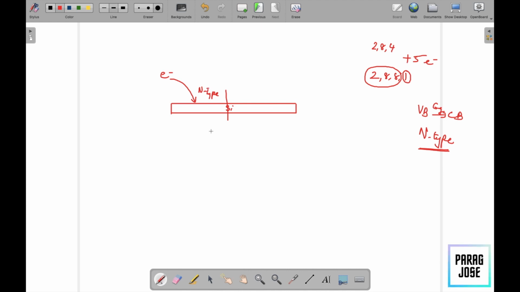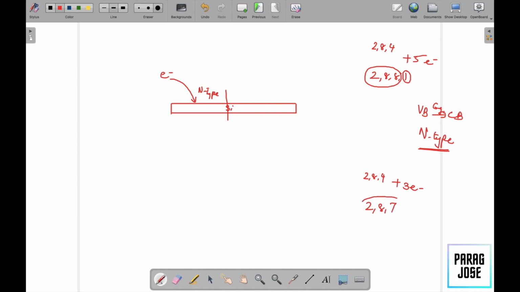Now, if I want to convert it into a p-type material, the second type, what we do is we'll be adding a trivalent impurity to this. So what did I do? I'm adding 3 electrons to this. This is a trivalent impurity. So when I add 3 electrons to this, what happens? The atomic number becomes 2-8-7.